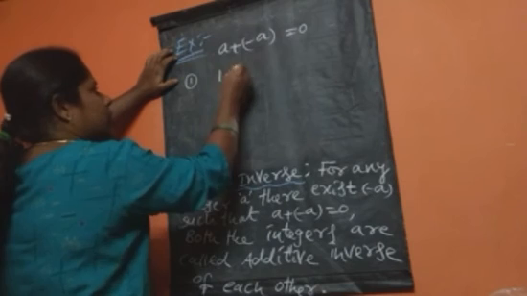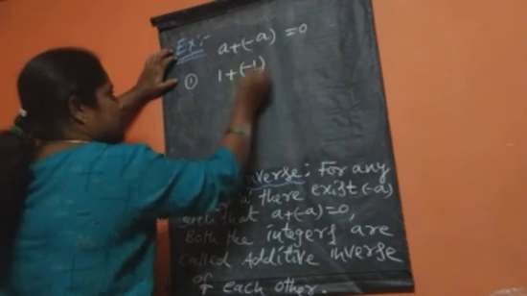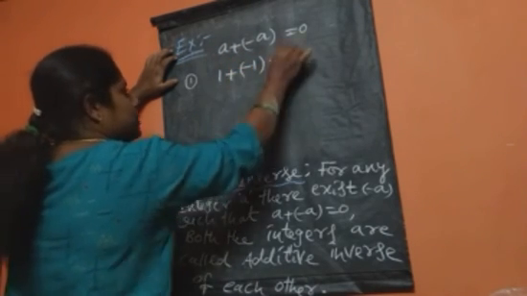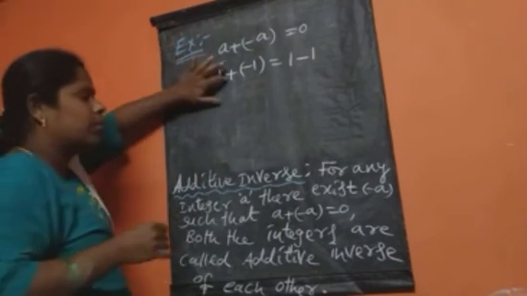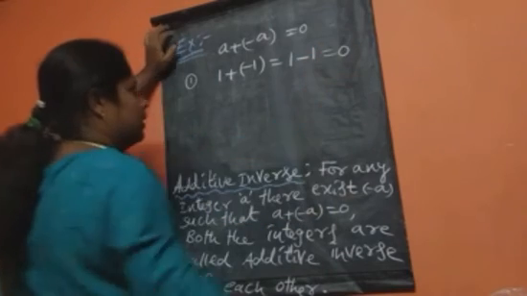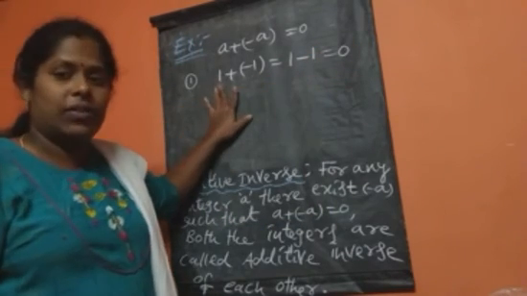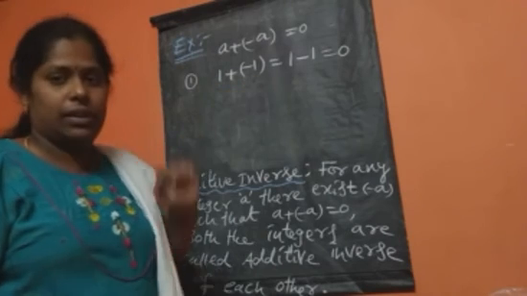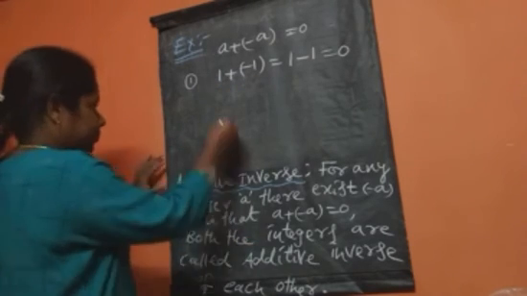What is the additive inverse of 1? Minus 1 only, no? 1 plus minus 1, that is plus into minus is minus, as we already learnt. So that is 1 minus 1, which is equal to 0. We got 0. That means the additive inverse of 1 is minus 1. So keep the opposite sign; that is the additive inverse of that number.